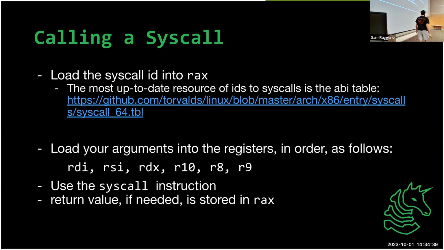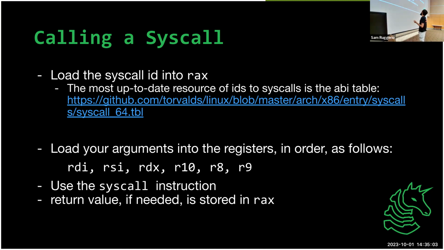So how do you call a syscall? Well, there's a giant table that maps an ID number to the proper syscall. You need to load that number into the RAX register. This identifies which syscall you're trying to call. I have a link here that lists that table. I also provide other resources to look that up. It's also easy to Google.